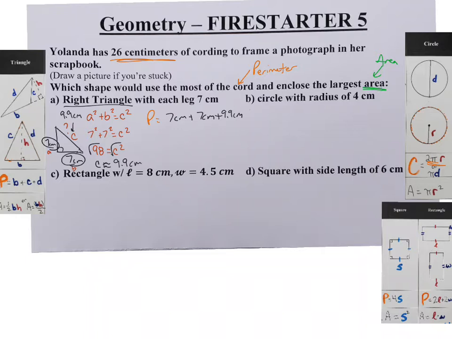7 plus 7 is 14, and then I add 9.9 to it. So my perimeter is going to be 23.9 centimeters.